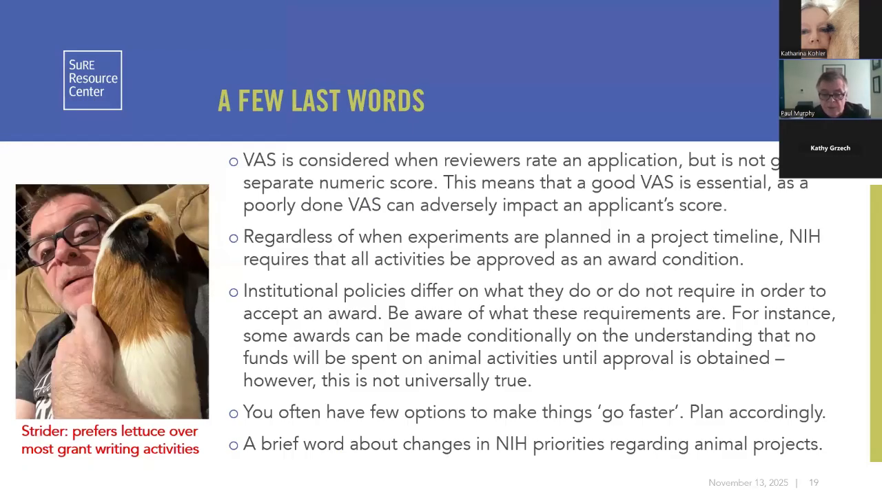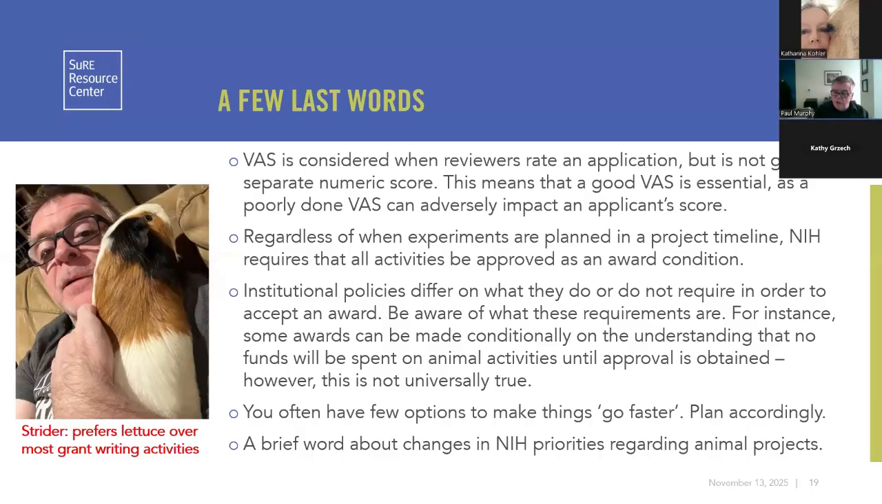All right, a few last words, then we'll move on to Q&A. Remember, the vertebrate animal section is considered by reviewers when they rate an application, but it's not given a separate score. So a good vertebrate animals section is essential to a good grant application, and if you do a poor job, it will adversely impact your score. It can't make it better, but it can make it worse.